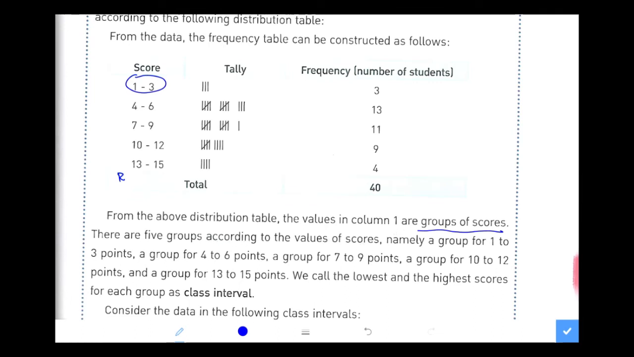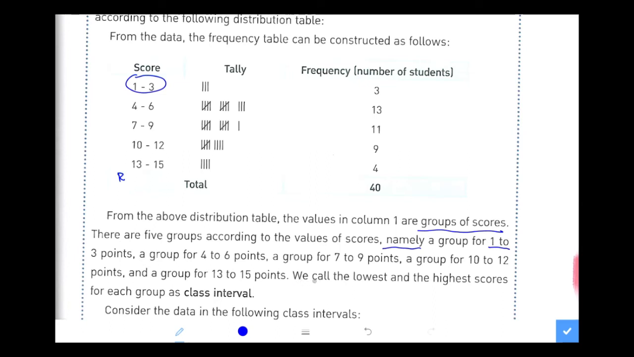Namely, a group for 1 to 3, it means you call the name of it 1 by 1. Like it's a group of 1, 2, 3. A group of 4 to 6. I think I explained to you already, and you can read it by yourself. And then we come back to look at it.